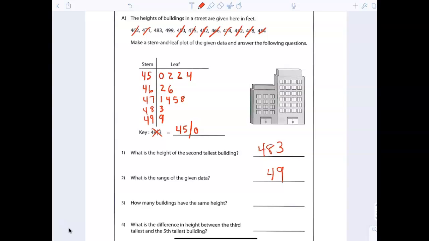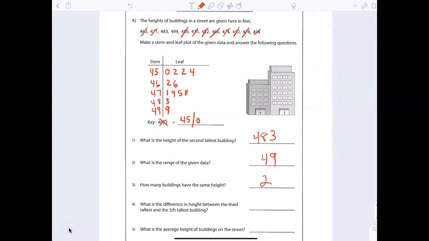How many buildings have the same height? 2. Does everybody agree? Just 2, right? 452. All right. What's the difference in the height between the third tallest and the fifth tallest? So what's the third tallest? 478.